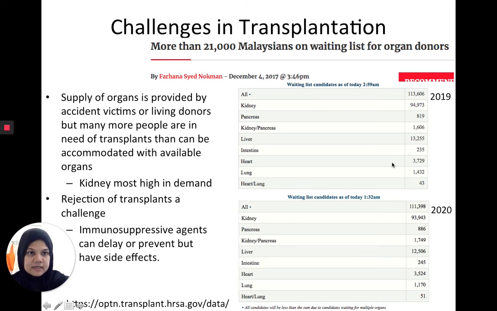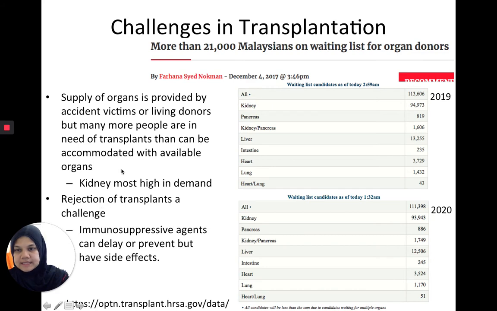This list here is from 2019, which I showed the class last year. And this is the American data, or data from the US. I wasn't able to find one for Malaysia, but you can see the number is quite large, and the number one organ that a lot of people are waiting for is kidney. And in 2020, the rank has not really changed, just the numbers have changed a little bit. Some have gone down, some have gone up a little bit. But by and large, the kidney is the most in-demand organ that people need to get replaced.